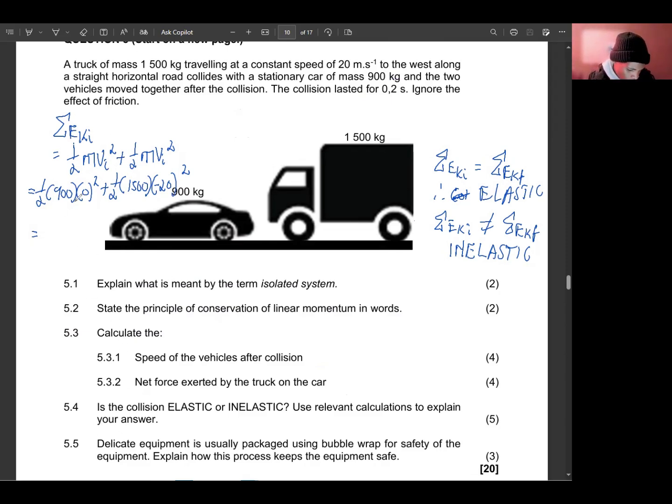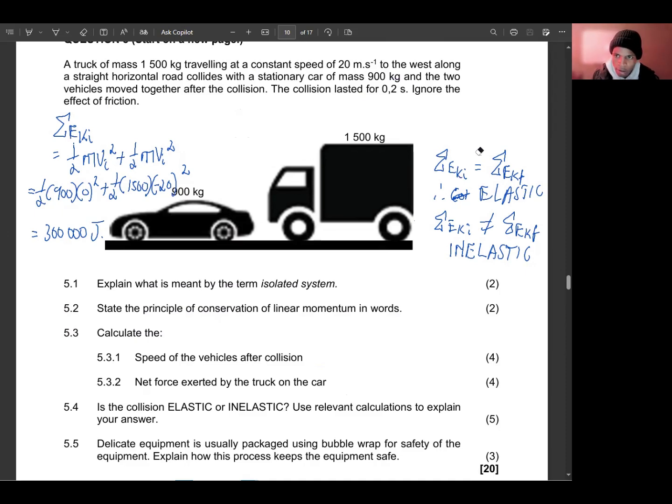So this here will give you 0, right? So if you just quickly punch that into your calculator, it's going to be what? 300,000 joules, right?